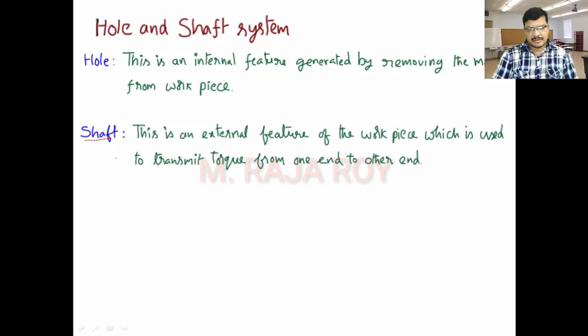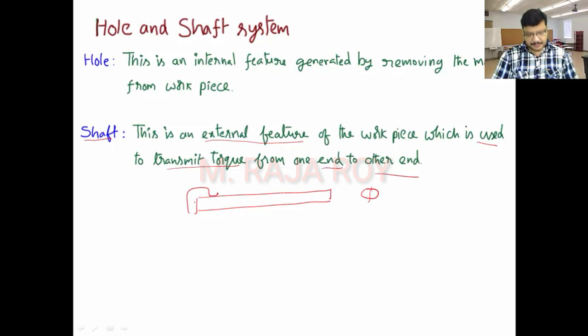Next, what is a shaft? A shaft can be defined as an external feature which is used to transmit torque from one end to the other end. That means generally shafts will be something like this, of some round cross section. Here I will apply the torque in the counterclockwise or clockwise direction, then automatically the same torque I will get at the other end. This kind of power or torque transmission we can achieve by using a shaft. That we can define as a shaft.